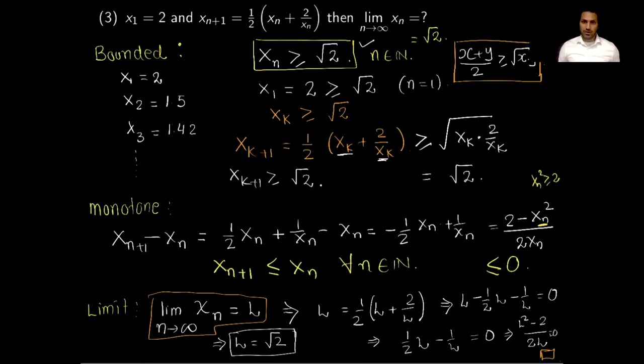So we showed that our sequence is bounded below and is also monotonically decreasing. Therefore, by the Monotone Convergence Theorem, this sequence is a convergent sequence. And we already computed the limit of this sequence. So this completes the proof of this example. This is also the end of this video.